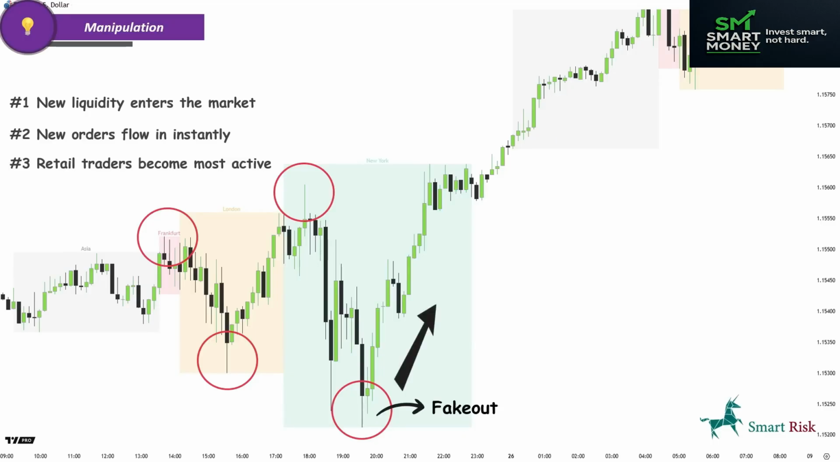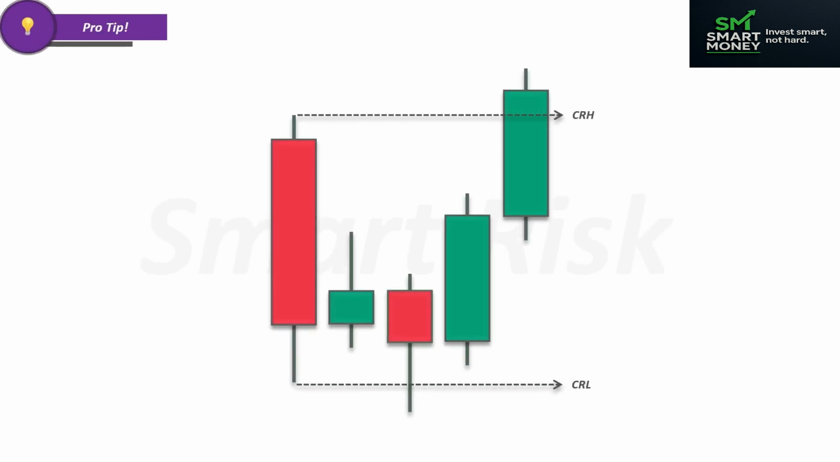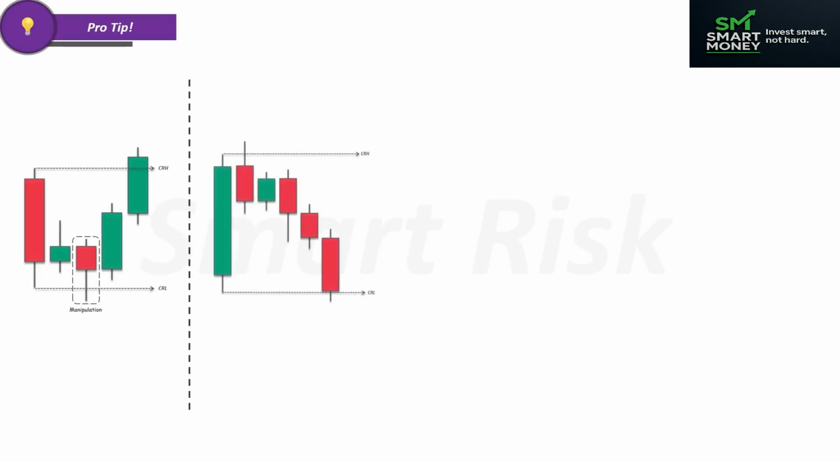Also, keep this in mind. The CRT model does not always have to be a strict three-candle sequence. It can also form through a series of more than 3 candles. The only difference is that the classic three-candle sequence usually forms over a shorter period of time, but the core principle always stays the same. Whether it forms with 3 candles or more, the most important thing for us is the manipulation phase and the candle that creates it.